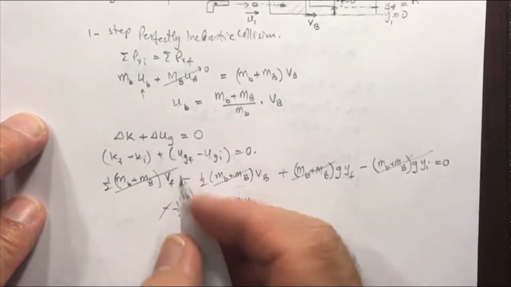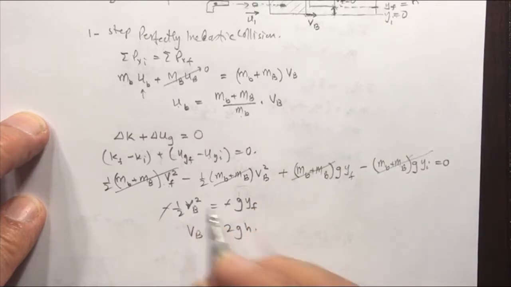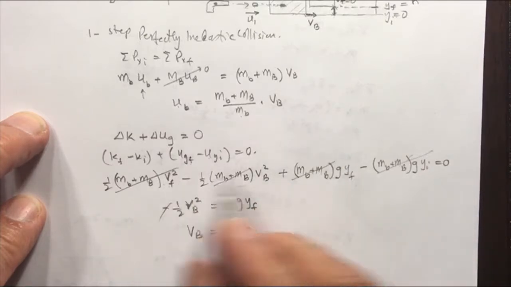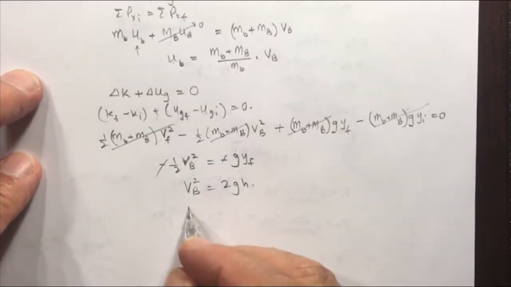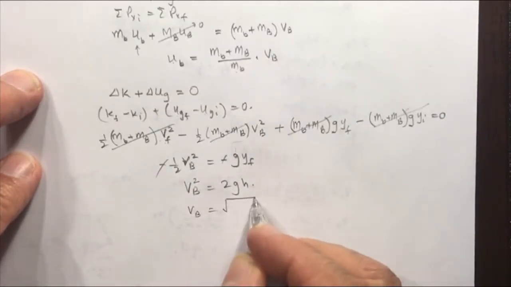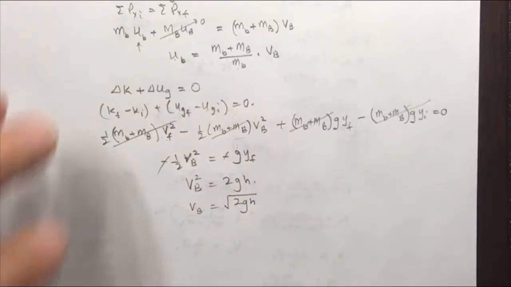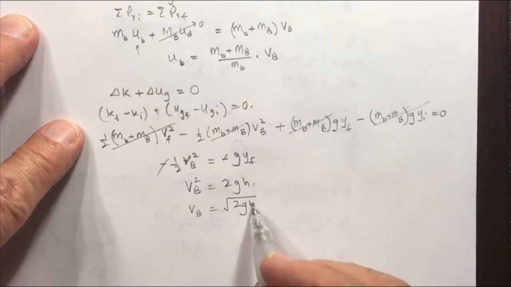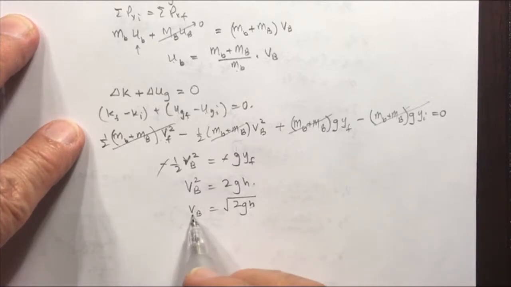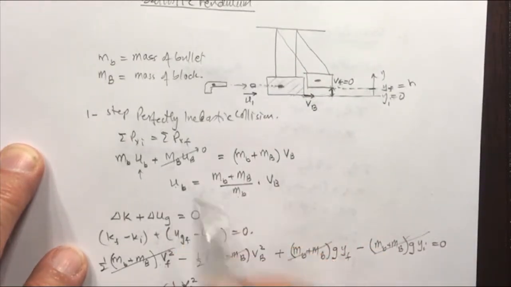There's something wrong here. That's a square and a square. So there's a square. Sorry about that, but that fixes this, so it's a square. And this means that VB is the square root of 2GH. So once we get the H, we get the VB, and we plug in the VB here to get the UB.